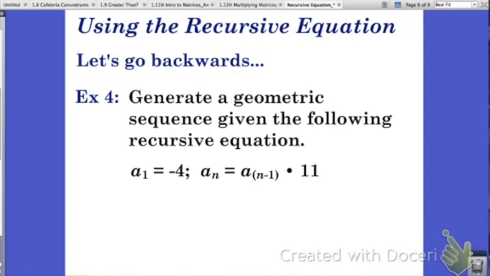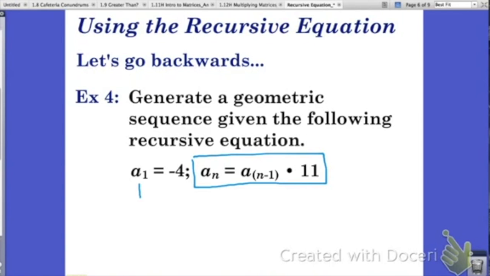Okay, now let's go backwards. Let's suppose you're asked to generate a sequence and you're given the following recursive equation. Now this recursive equation looks a little different than the one I gave you a minute ago. Here I can see the recursive equation I showed you a minute ago, but I've got this extra piece of information, and this extra piece of information is very important.